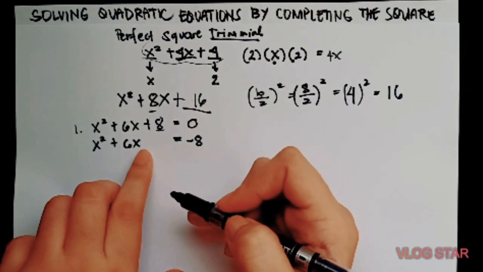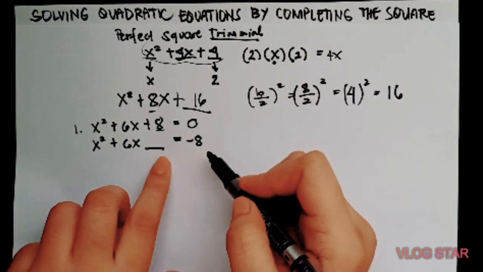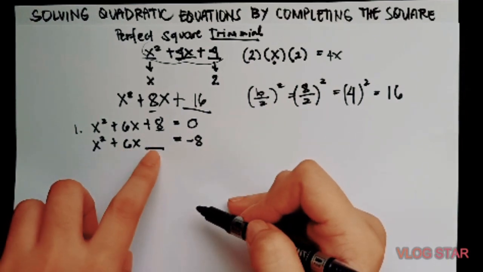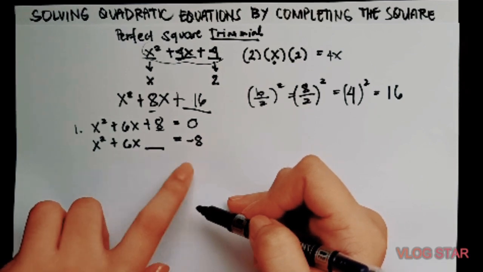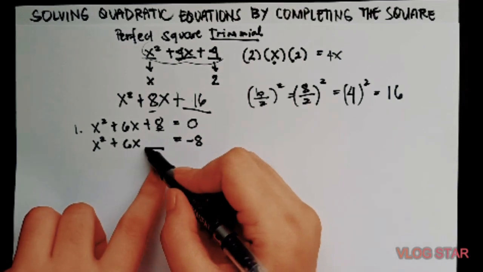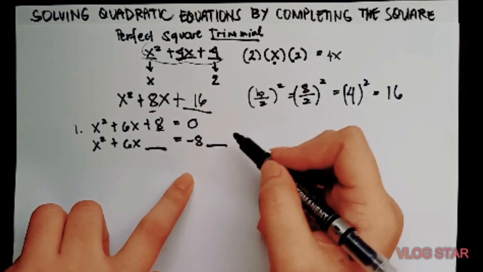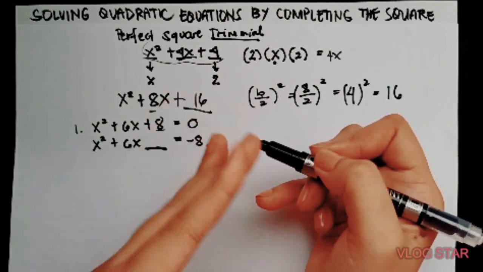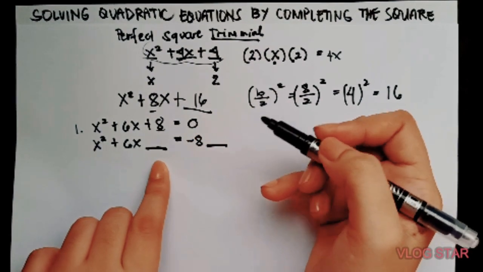If you'll notice, I left here a blank. Why? Because I will be putting here a term that will make this a perfect square. And remember, we have to apply equality here. It means that whatever we're going to add on this side of the equal sign will be the same number or term that should be added on the right side of the equal sign. And what will be that number?